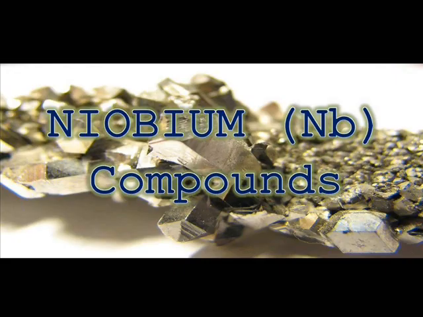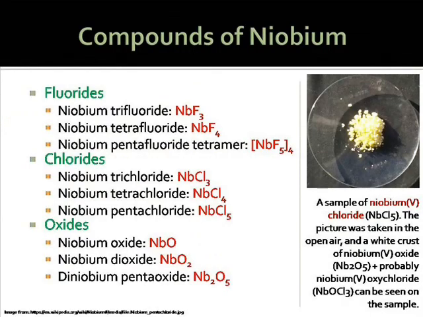Let us proceed to the different compounds of niobium. First up are its fluorides. This includes niobium trifluoride, niobium tetrafluoride, and niobium pentafluoride tetramer. Known chlorides of niobium are niobium trichloride, niobium tetrachloride, and niobium pentachloride. The oxides of niobium are simply niobium oxide, niobium dioxide, and diniobium pentoxide.